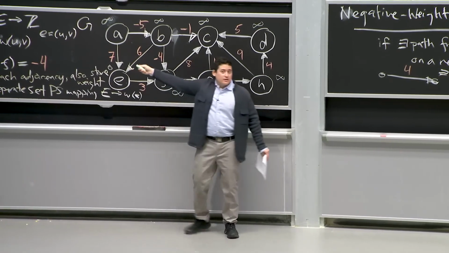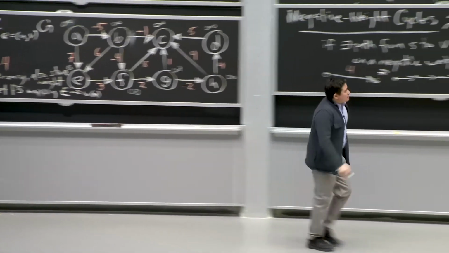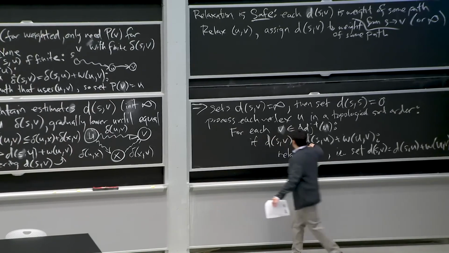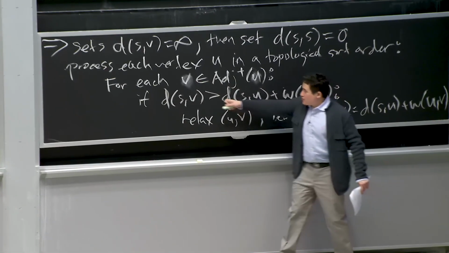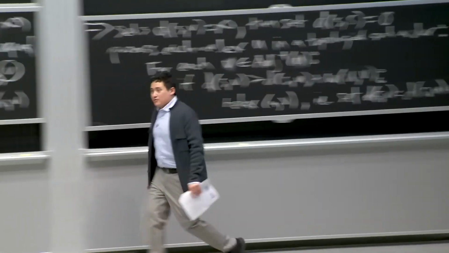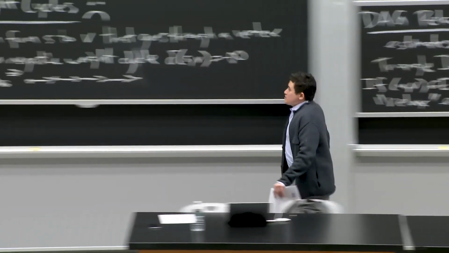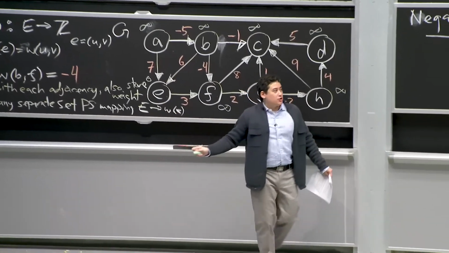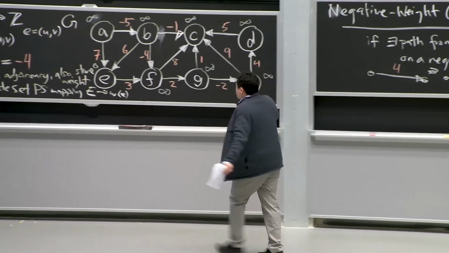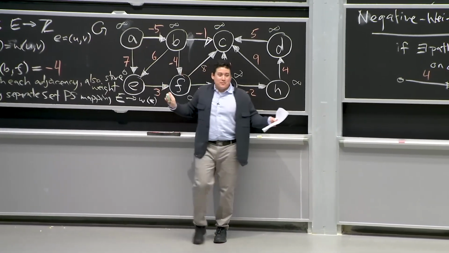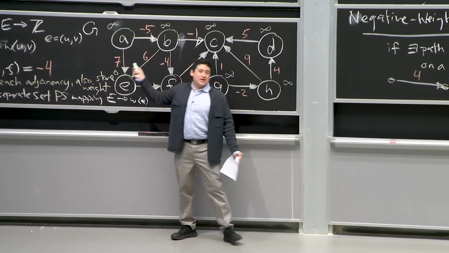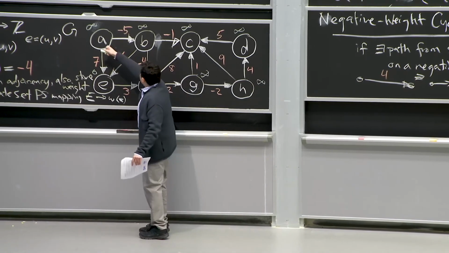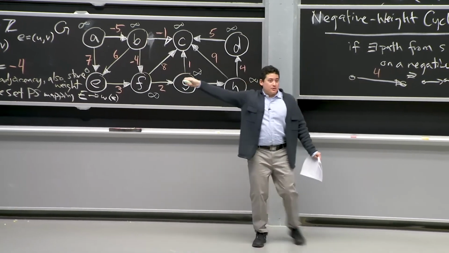But when I get here, clearly a distance of infinite can never violate the triangle inequality with something infinite or finite. Doesn't matter, right? So I don't do anything to A. Anything before my source vertex in the topological order can't be visited, because there's no path from my source vertex to anything before it in the topological order. That's the point. Same with B. B is before it in the topological order.